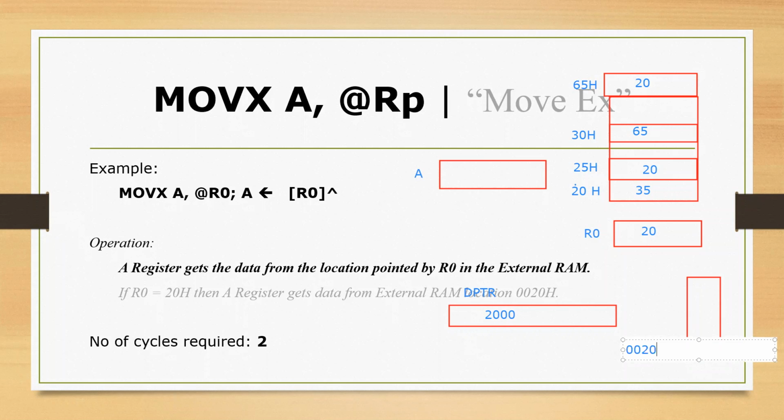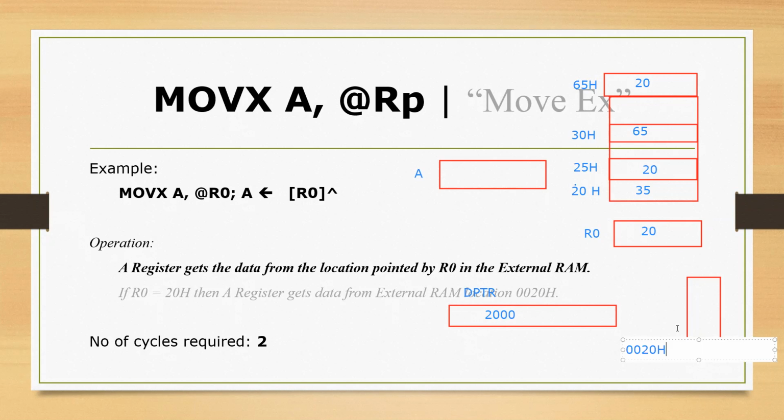You know that the address of external RAM is 16-bit. The R0 register is an 8-bit register. So whatever the address, by default we take the higher byte as 00 and the lower byte as what is specified in register R0. So R0 and R1 can be used for this indirect addressing here.